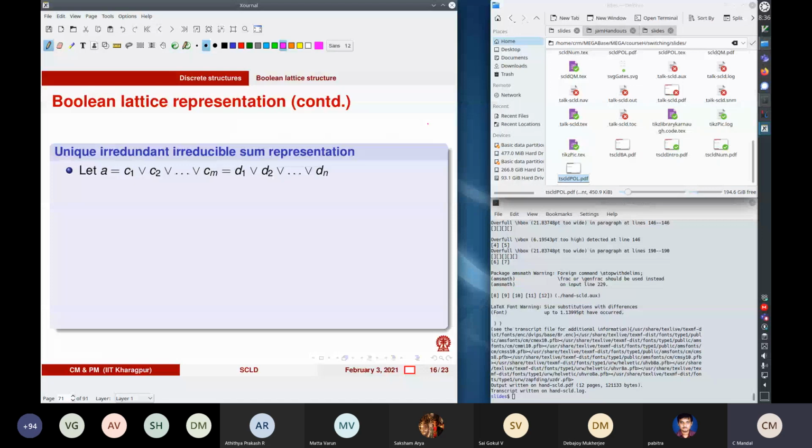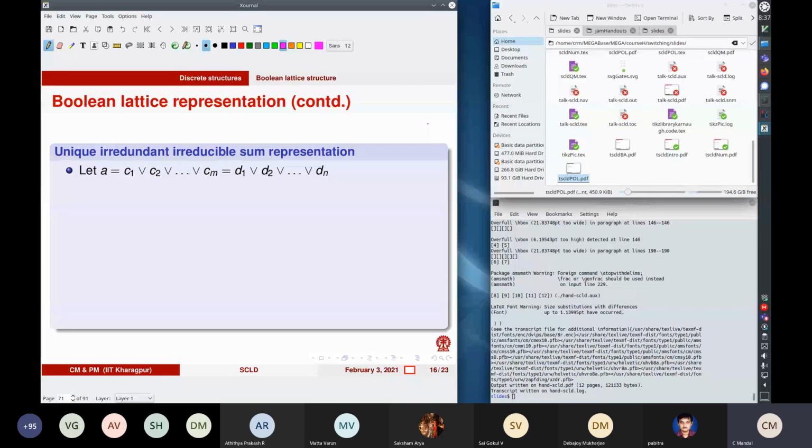So let us just look at that. Let us just see why we have a unique irredundant irreducible sum. So suppose that the representation is not unique. In other words, let us say that we can express an element A in these two ways. Okay, we have two ways of expressing an element as the irredundant irreducible sum representation. So here we assume that each of these elements C1, C2, Cm or D1, D2, Dn, are all irreducible. These are all join irreducible elements.